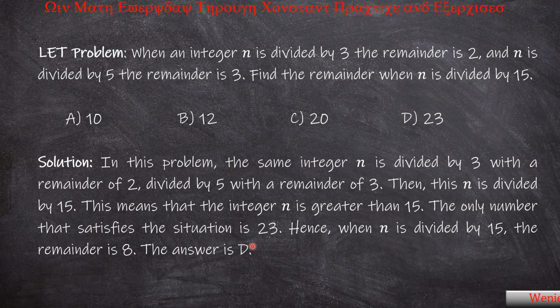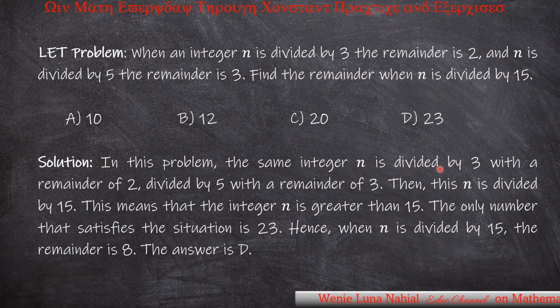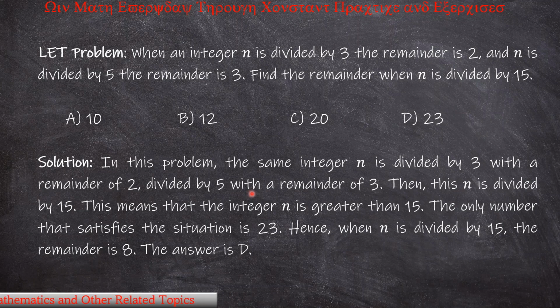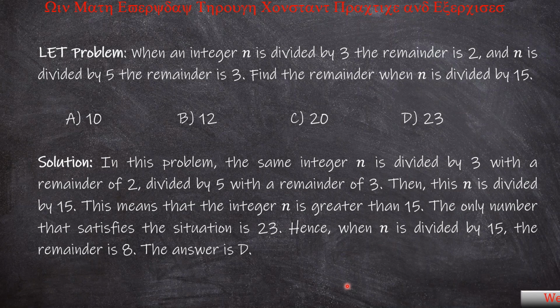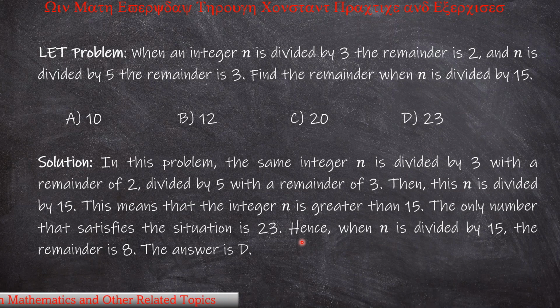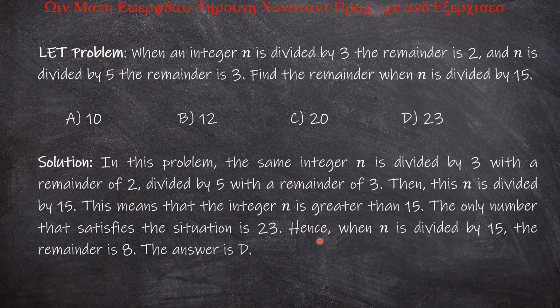Solution: in this problem, the same integer n is divided by 3 with a remainder of 2, and divided by 5 with a remainder of 3. Then, this n is divided by 15. This means that the integer n is greater than 15. The only number that satisfies the situation is 23, because 23 divided by 15 gives a remainder of 8. Hence, the answer is letter D.